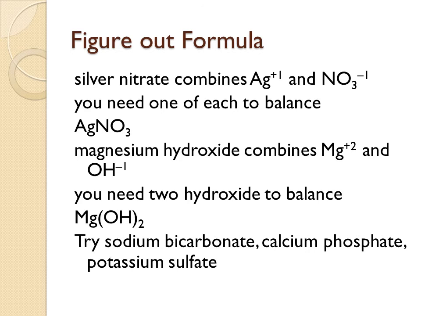The next compound combines magnesium +2 with a hydroxide, which is a -1. And you need 2 hydroxide to balance the 1 magnesium. You have to write that Mg then with parentheses, OH, 2. You need those parentheses because you don't just have 2 hydrogens. You can't just say MgOH2. You need the parentheses to show that you have 2 hydroxide pieces, not just 2 hydrogens. So that's important to have those parentheses when you have more than one of the polyatomic ion.